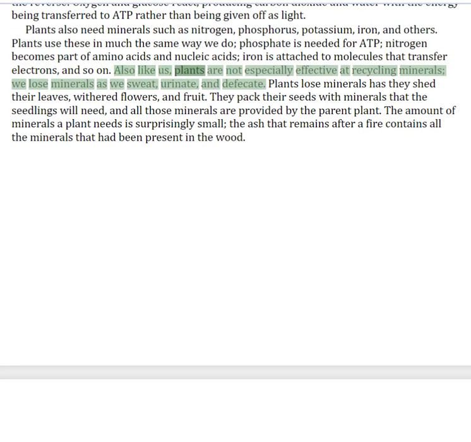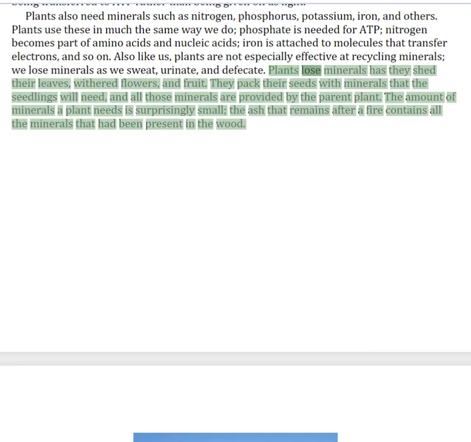Also, like us, plants are not especially effective at recycling minerals. We lose minerals as we sweat, urinate, and defecate. Plants lose minerals as they shed their leaves, withered flowers, and fruit. They pack their seeds with minerals that the seedlings will need, and all those minerals are provided by the parent plant. The amount of minerals a plant needs is surprisingly small. The ash that remains after a fire contains all the minerals that had been present in the wood.